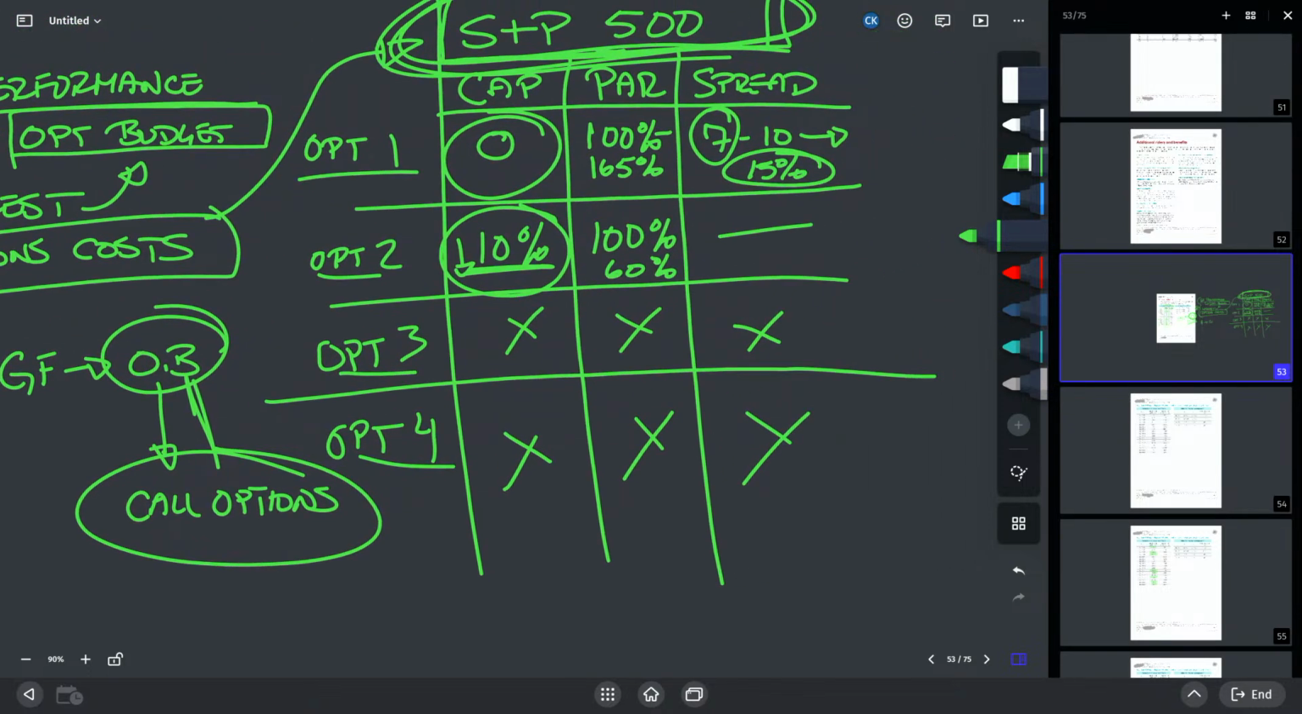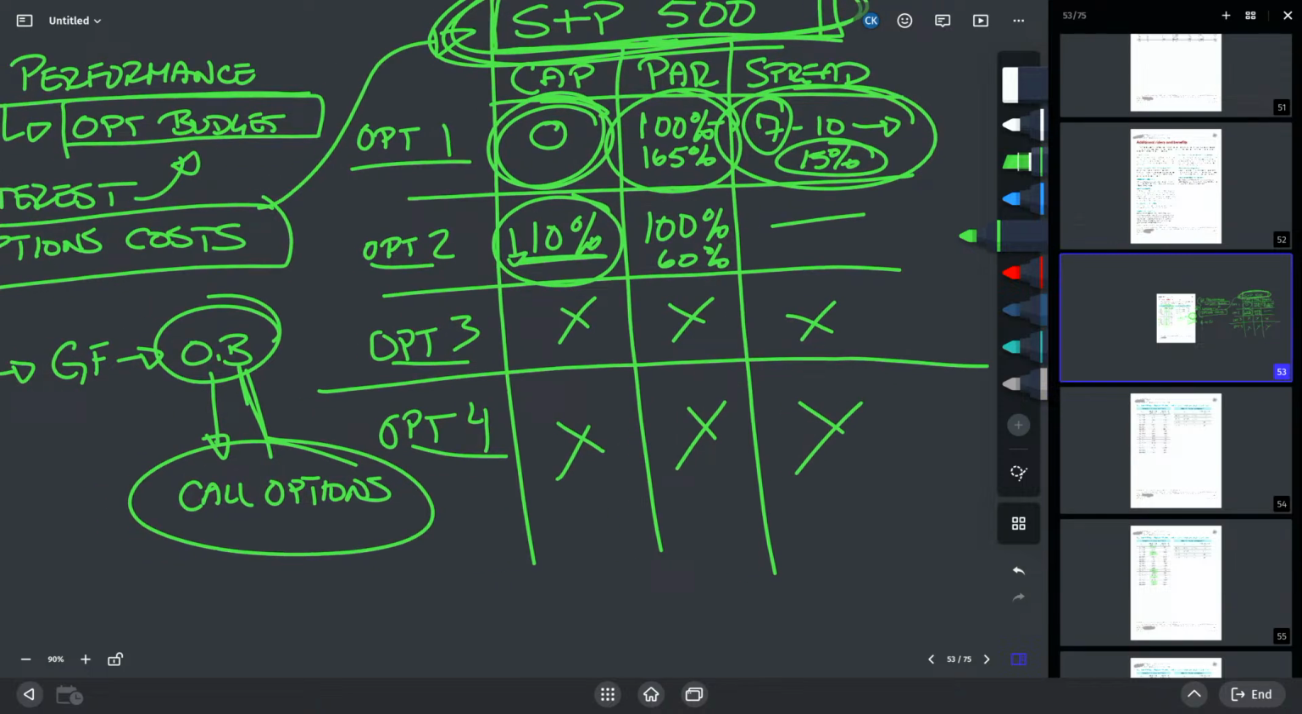The reason that they have to have this ability to control the cap, to control the participation rate and the spread charges and any other variables, is because of the fact that the options budget, the interest rates, and the general fund performance that leads to that will change. And if it goes down, they need to be able to reduce things. Now, if it goes up, they also have to look at the call options and the cost of options that goes in with it.